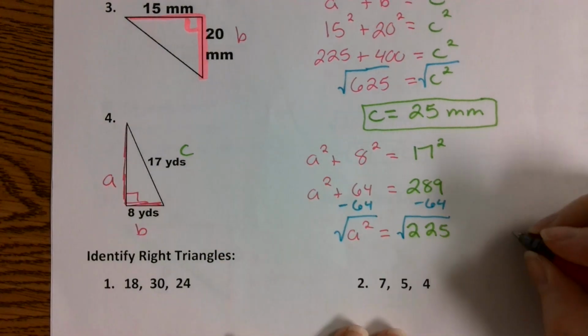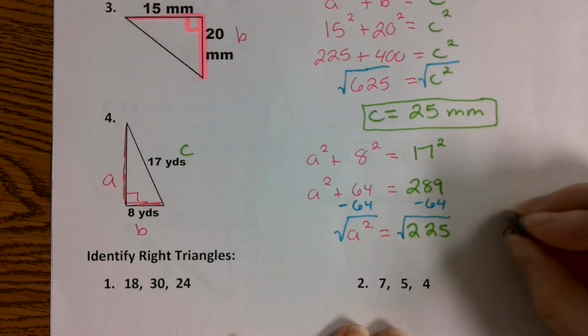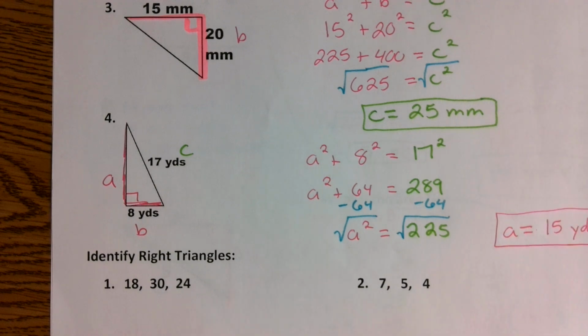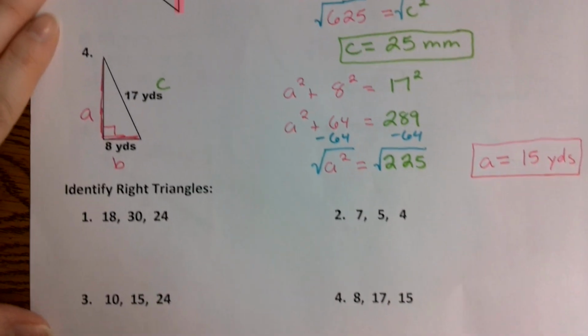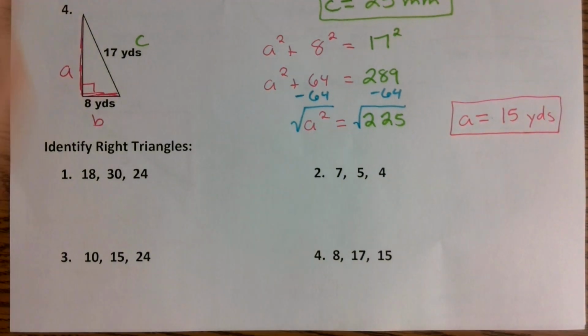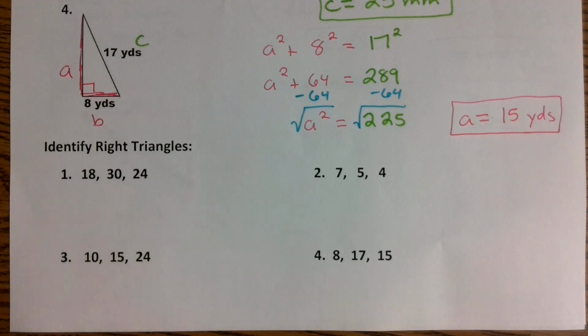Okay, and that's going to give us A equaling 15, and that is yards. Okay. So now we get down here to the bottom where we're trying to identify whether the measurements are going to create a right triangle or not. If they create a right triangle, then they will satisfy the Pythagorean theorem formula. If they don't form a right triangle, it won't satisfy it.